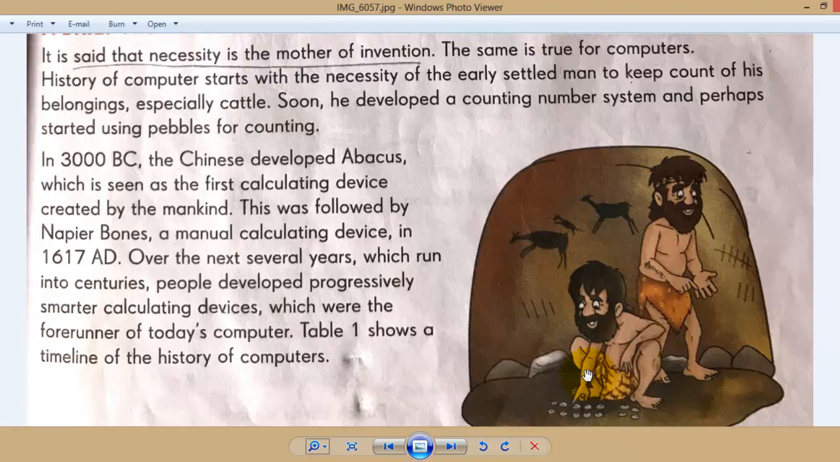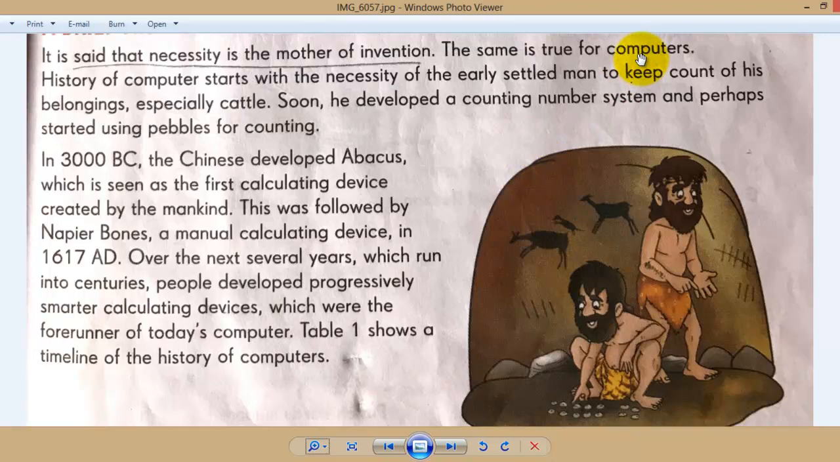when we need something, people used to think about what the requirements are that we are going to meet. With the requirement, men used to think and create a new solution. The same is true for the computer.